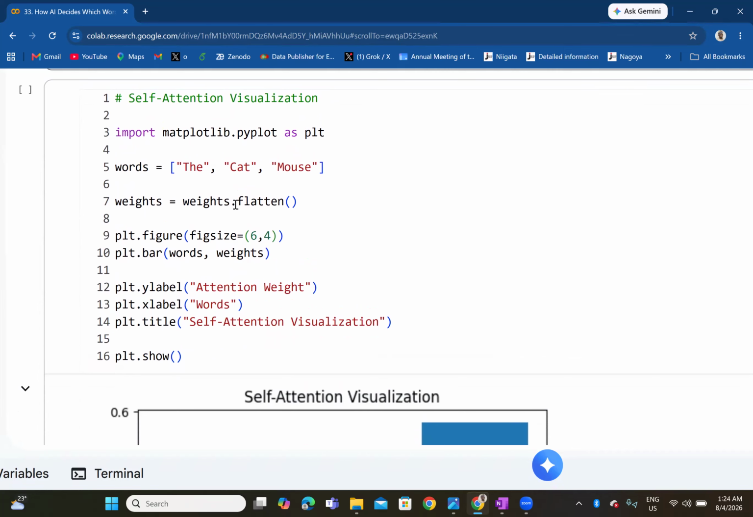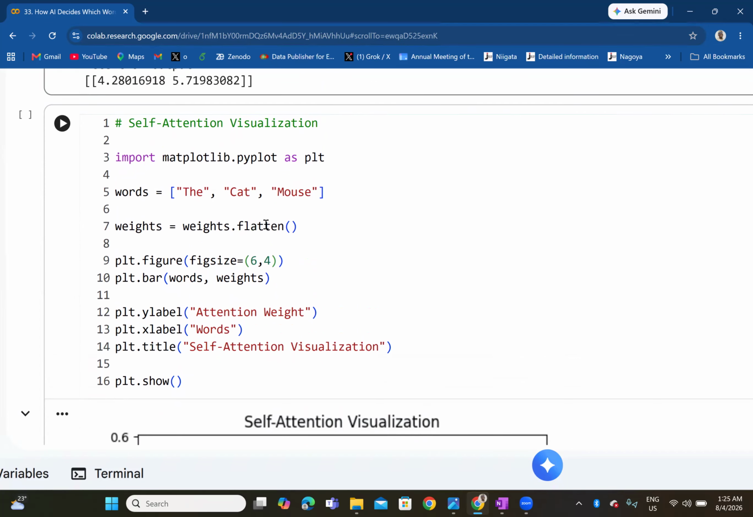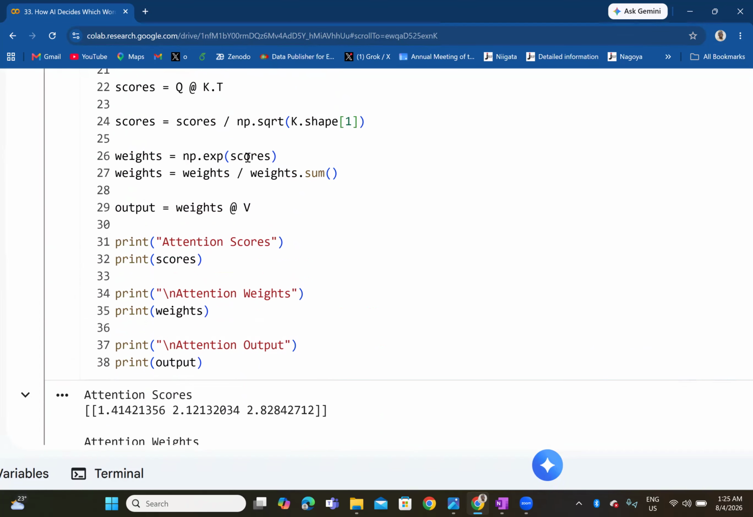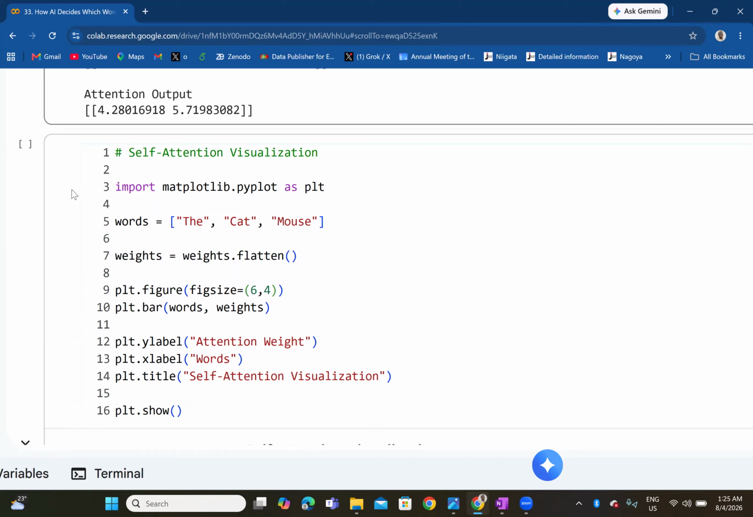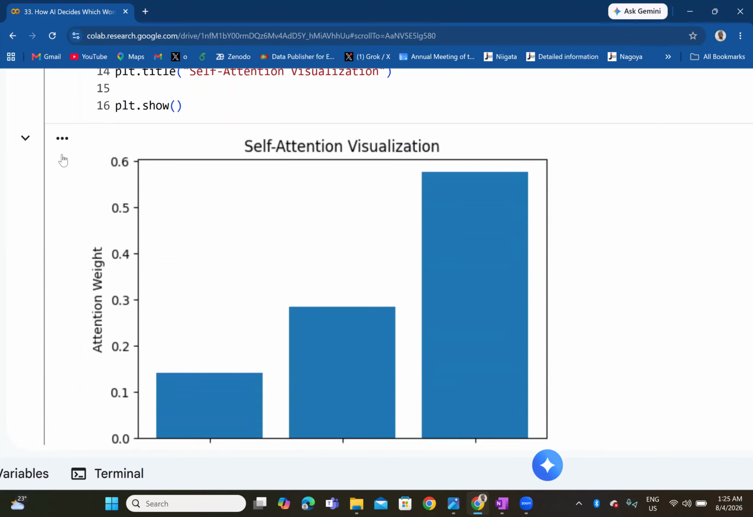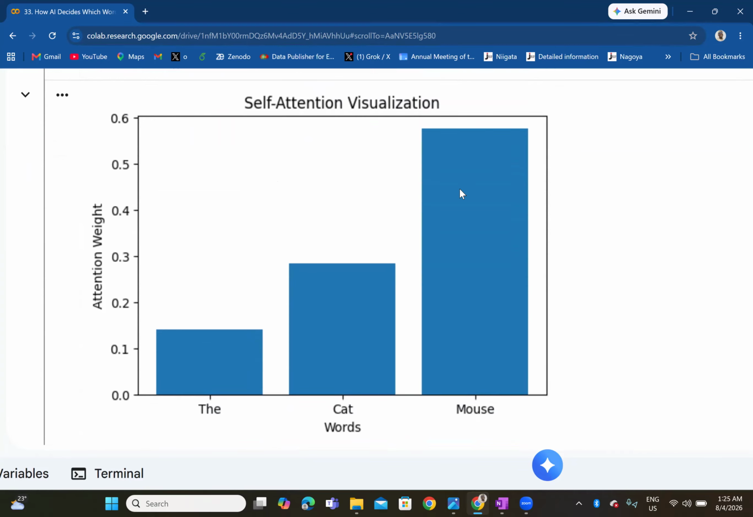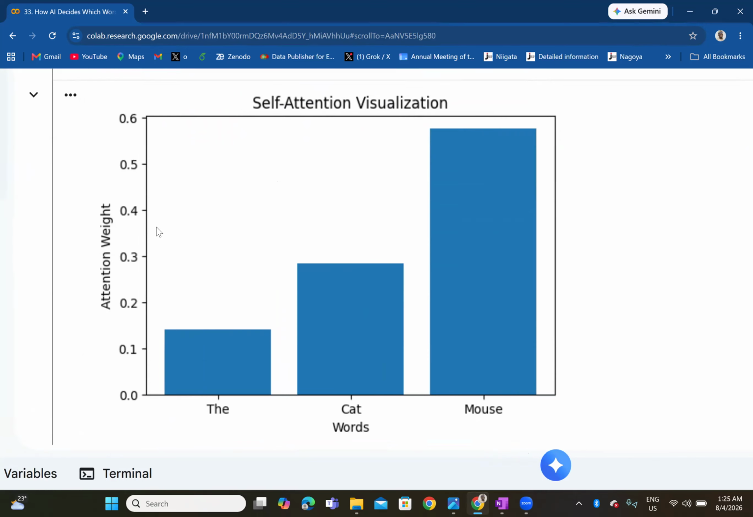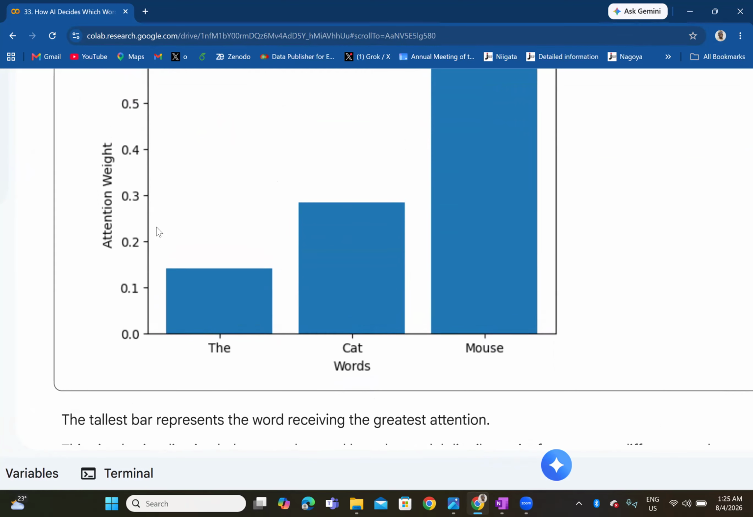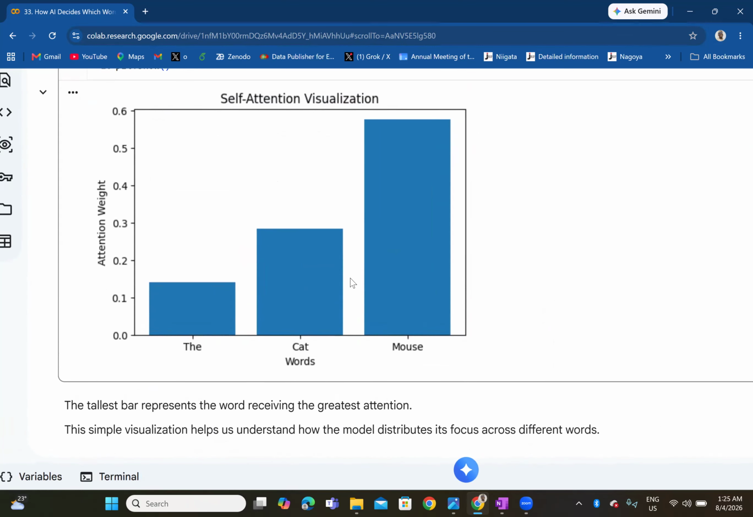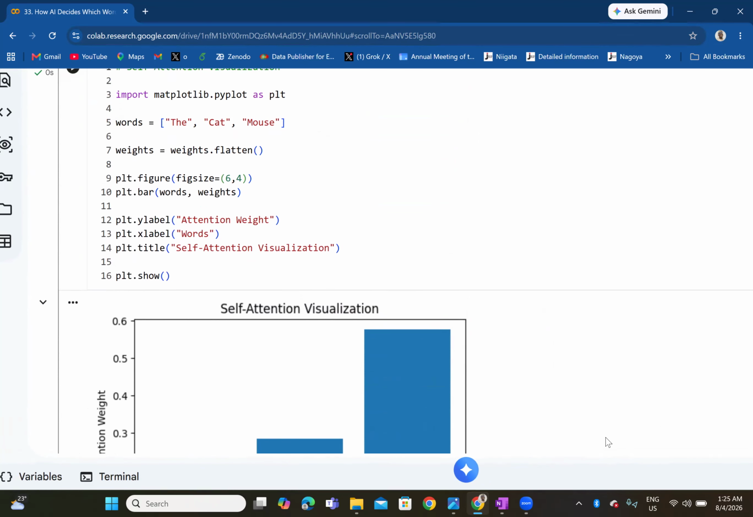And then for self-attention visualization, if we have the cat and mouse like that, and we have the weights. Of course, we have weights already here. So the weights are the exponents of the scores like that. Okay, and the final weights are actually the weight over the weight sum like that. So at the end of the day, by the time we put all of this together, we see that mouse has the biggest weight. So the tallest bar represents the word receiving the greatest attention, which is the mouse here. So this simple visualization helps us understand how the model distributes its focus across different words.